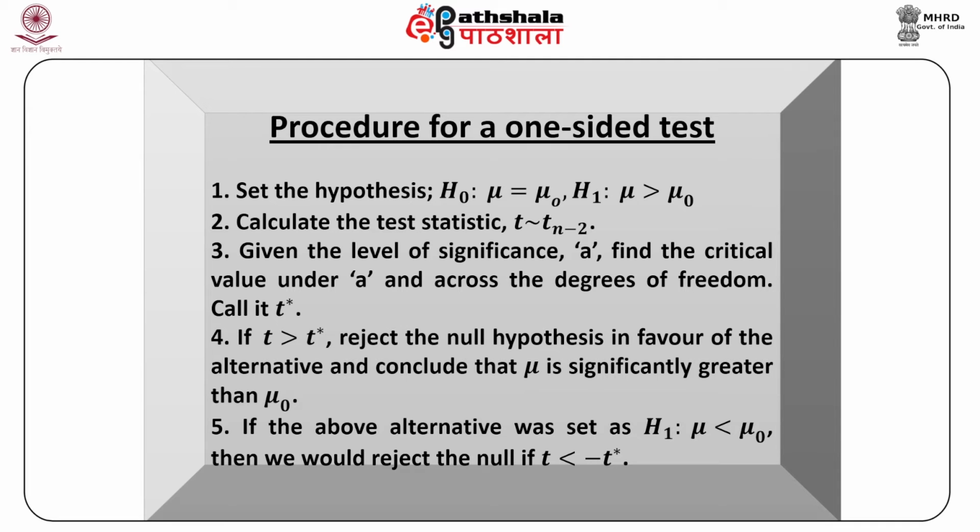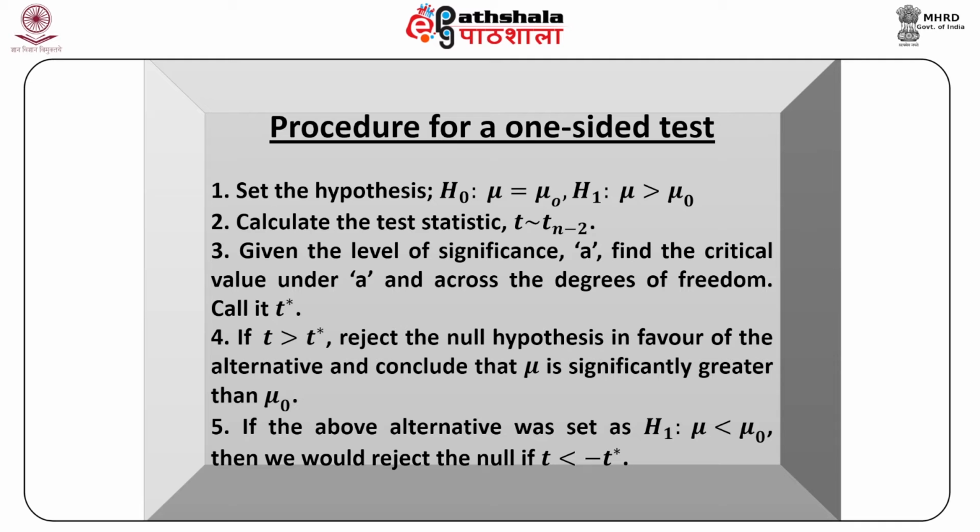Similarly, let me share with you the procedure for a one-sided test, which is as follows. Many of these steps are similar. The first step is to set the hypothesis, H0, mu equal to mu 0, but now the alternative hypothesis H1 is mu greater than mu 0.